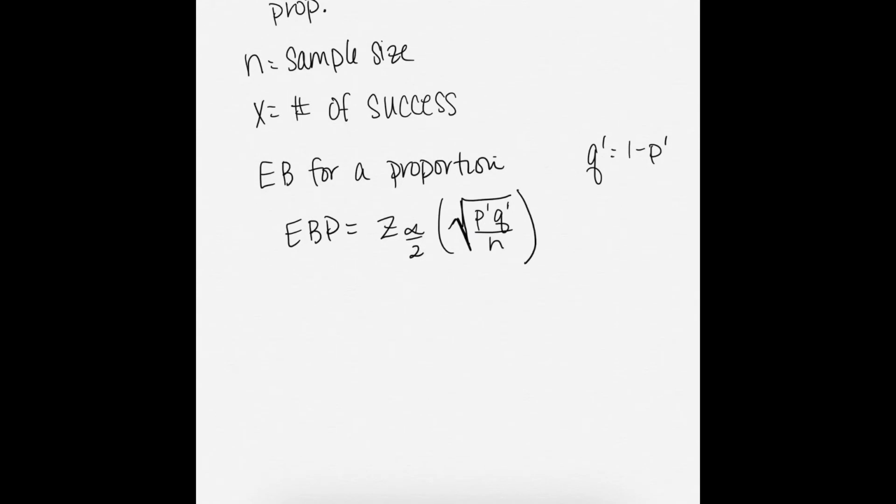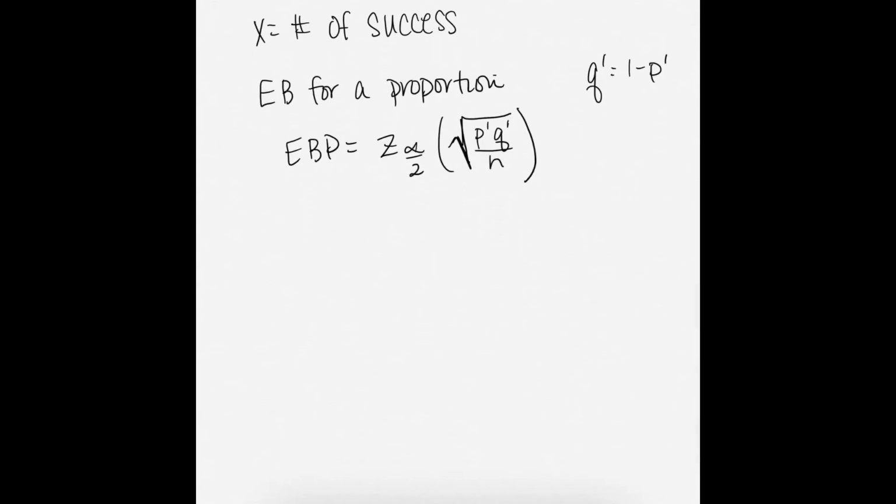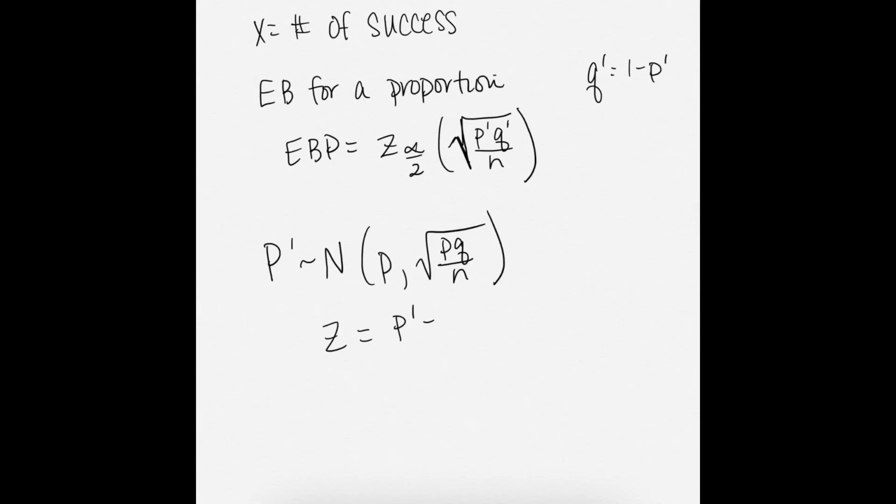We also need to know how to find the standard deviation. I'm going to give you the final version. We're not going to algebraically come up with anything here. So it's a normal distribution of p, our proportion, and the square root of p times q divided by n, and our z-score will be p prime minus p divided by the square root of pq divided by n. All right, so let's do an example.